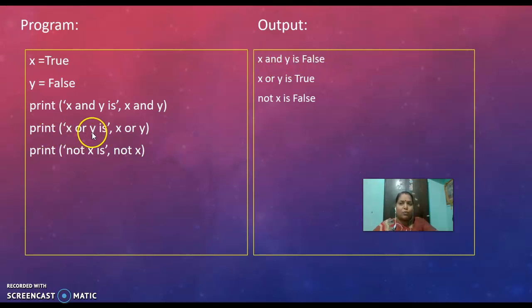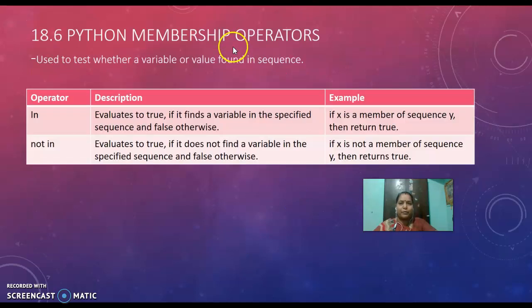Print X or Y, which is X or Y. If any one is true, the OR operation will return true. If both of them are false, it will return false. So in this case, X is true but Y is false, so it will return true. So X or Y is true. Print not X, which is not X. So X is true, so it will return the value as false.